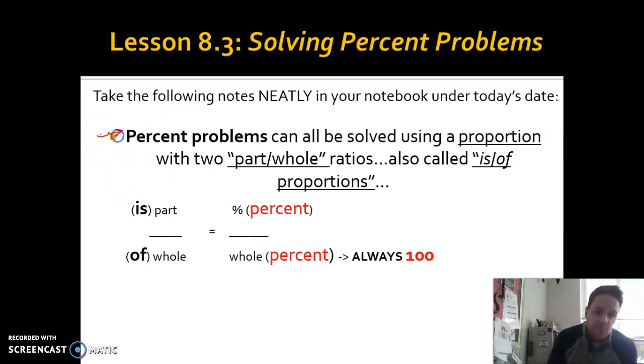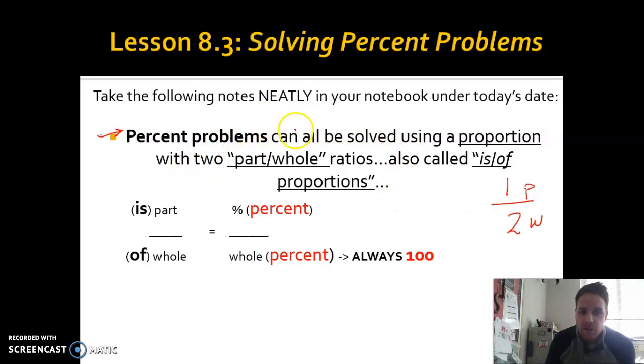What we're going to be talking about today: percent problems can all be solved using a proportion. That's good because we know how to use proportions with 2 part-to-whole ratios. If you think about what a part-to-whole ratio is, we can think of a fraction. The top is always your part, the bottom is always your whole, like 1/2, 1 out of every 2. So 2 would be your whole, and 1 would be your part.